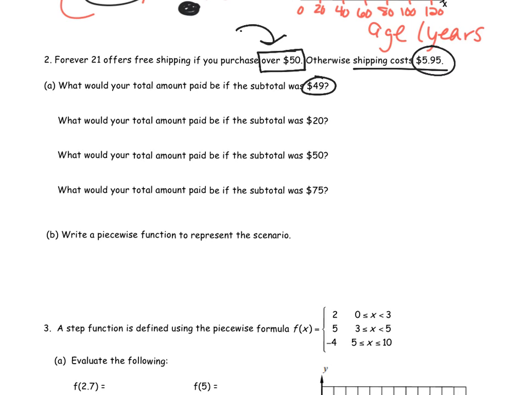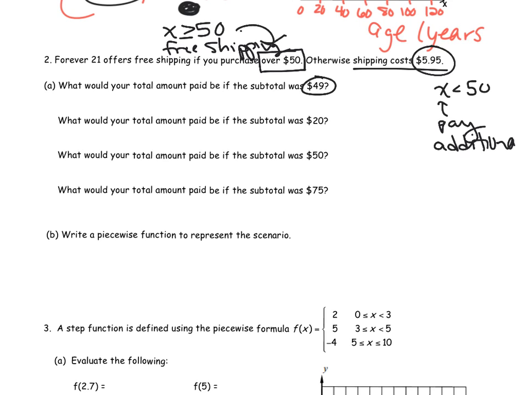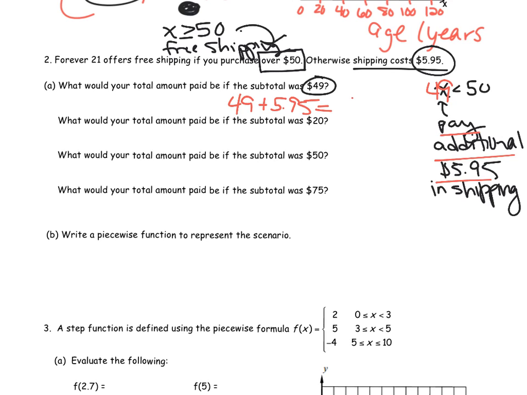If it's over $50, so if X is greater than or equal to $50, you get free shipping. But if X is less than $50, you have to pay an additional $5.95 in shipping. So because in this situation, 49 is less than 50, you have to pay that additional $5.95. So we'll have 49 plus $5.95, which ends up being $54.95 for that final total.